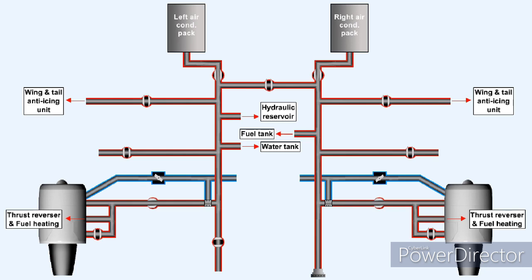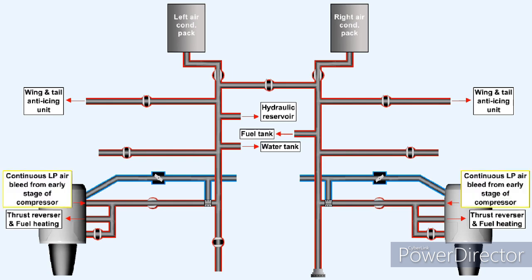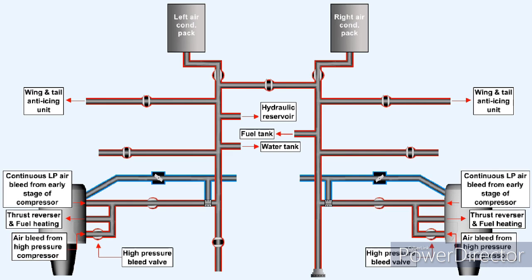For use outside the engine itself, air typically is bled from two sources. We'll use this simplified diagram to show them. The first source is an outlet on an early stage of the compressor, which supplies a continual low-pressure bleed. This continual low-pressure bleed, when system demand requires, is supplemented by a second source of air taken from the HP compressor through a control component called the high-pressure bleed valve.